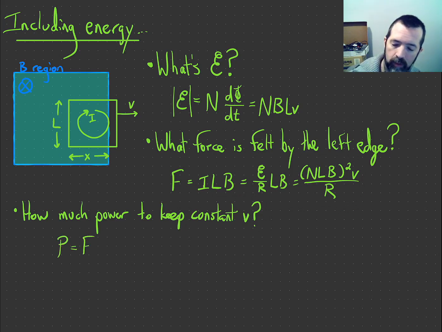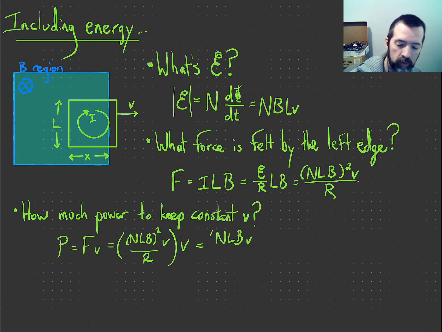So one of our power expressions when it came to mechanics was force times velocity. That tells you the power being delivered to an object by the force F. So I know that the force F which I exert has to be (NLB) quantity squared times V over R. And so the power is that force times V. So the power that I deliver to the wire loop is (NLBV) squared over R.